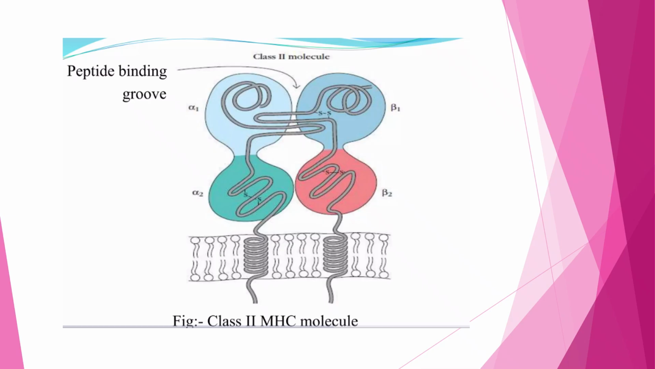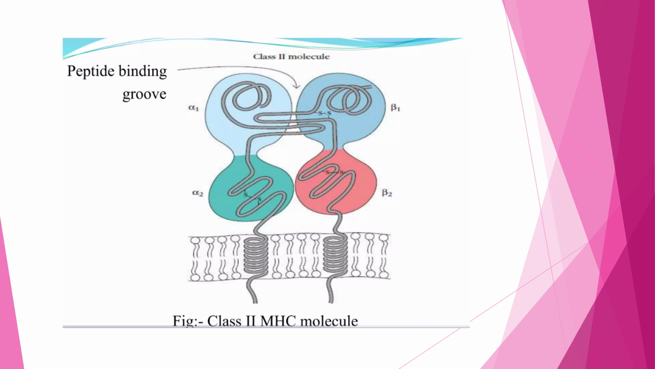In the alpha chain, there were three globules: alpha 1, alpha 2, alpha 3, and beta 1. But in the case of class 2 MHC molecules, here you can see this blue portion is alpha 1 and this one is the alpha 2, and the right side chain is known as the beta 1 and the red portion is called the beta 2.